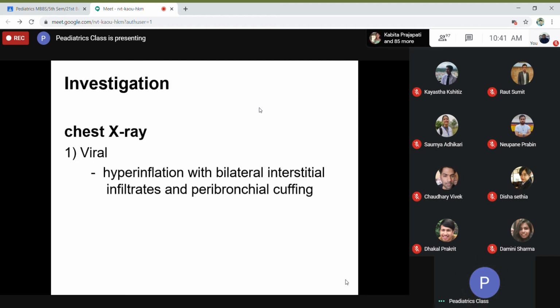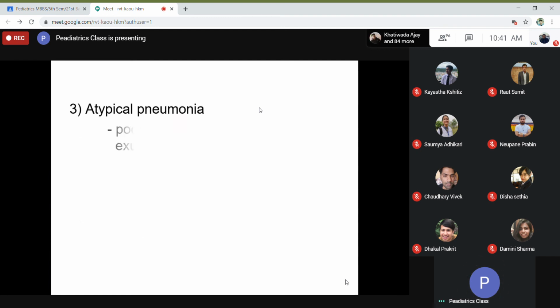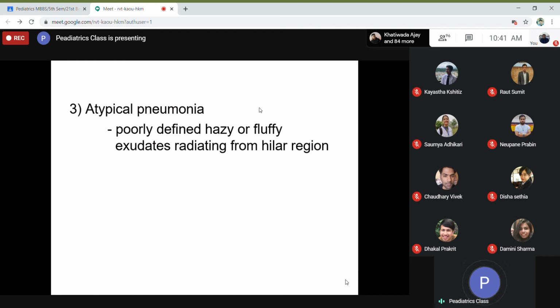Let's do the chest X-ray. In viral pneumonia, mostly hyperinflation with bilateral interstitial infiltrate and peribronchial cuffing you will find on the chest X-ray. In bacterial pneumonia, mostly pneumococcal pneumonia, there will be lobar consolidation, where one single lobe is involved. Atypical pneumonia, like pneumonia due to mycoplasma or chlamydia, will show poorly defined hazy or fluffy shadows, with exudate radiating from the hilar region. Sometimes it mimics hilar adenopathy. Hilar prominence you can also see in Mycobacterium tuberculosis. And rarely you see consolidation in atypical pneumonia.